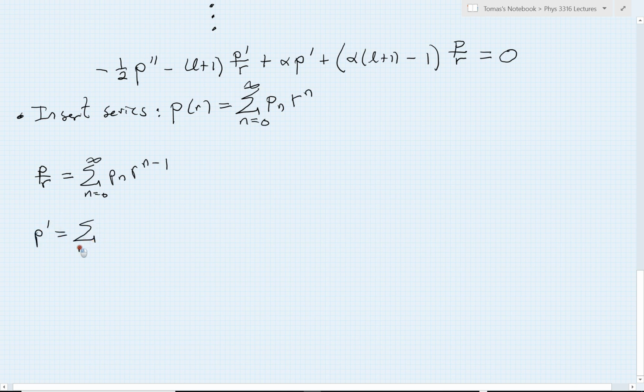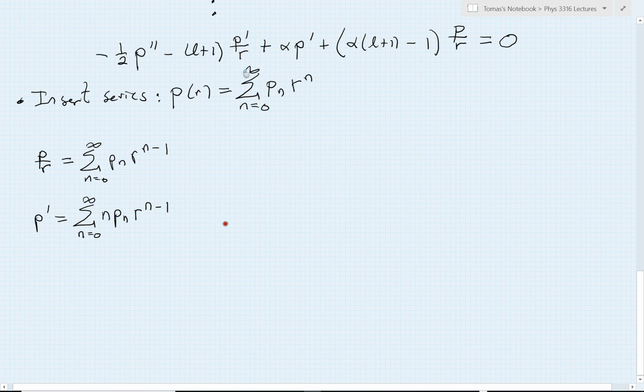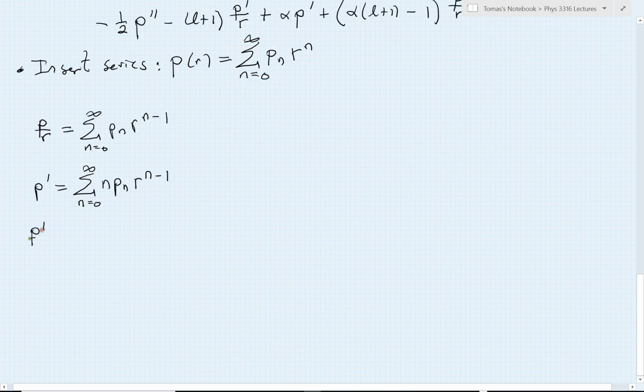So P prime is the sum, n goes from 0 to infinity. We know how to take the derivative of a sum. You take the derivative of the individual parts. P sub n is a constant, so I take the derivative of R to the n. N comes down, so I have n times Pn, and again, I lose 1 power of R when I take my derivative. Next in line, I need P prime over R. That's the next in complexity. This will be the same series as above, except of course now I have 1 fewer power of R, so I'm copying this down, and then it's R to the n minus 2.